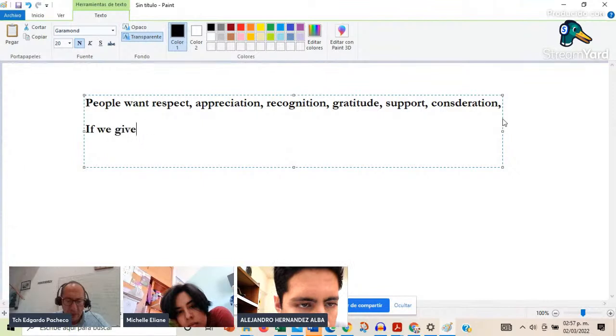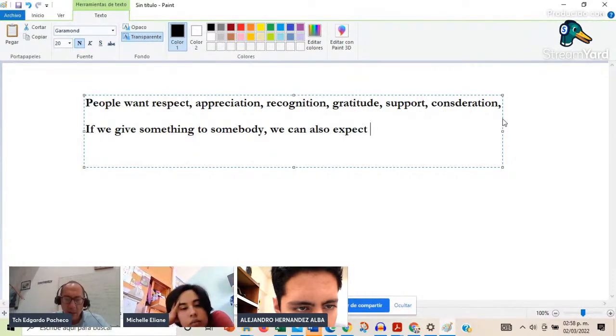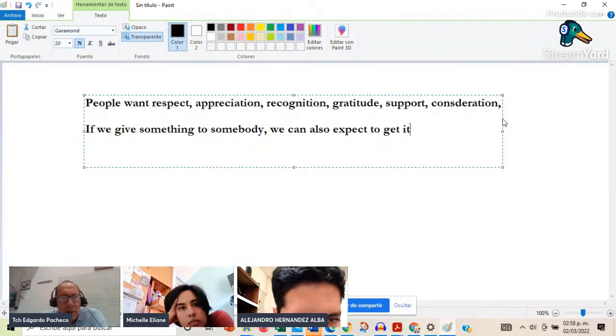If we give something to somebody, we can also expect to get it. Do you think this phrase is true? Not always. Because probably you give something to somebody and the other person is just not going to do it. So I think it is better not to expect. It's better not to expect.